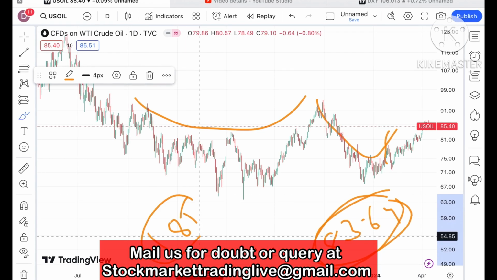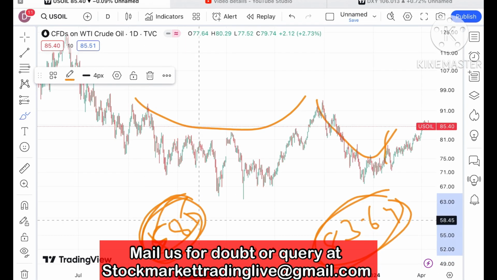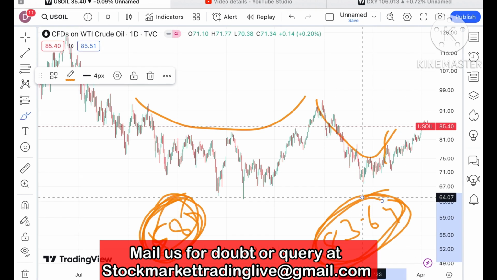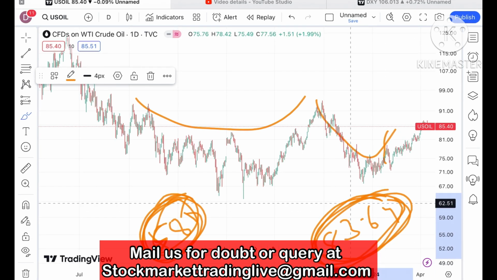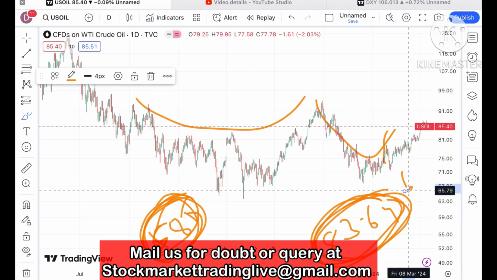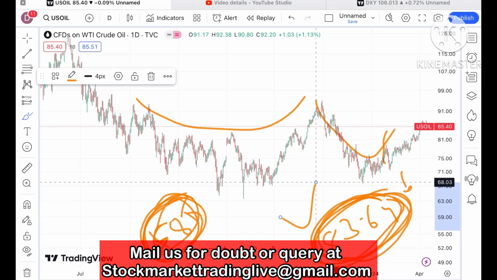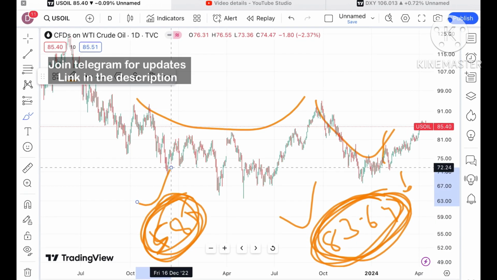This is the second support. First support is at a level of $85. So if it starts going below 85, there is a probability of touching 83.64, and if it goes below this level, then we can see a further fall. Otherwise, we can see a bounce back at these two particular levels.